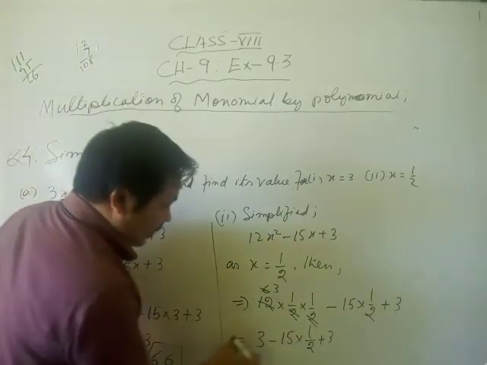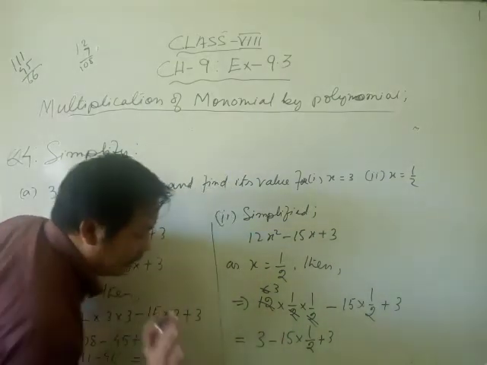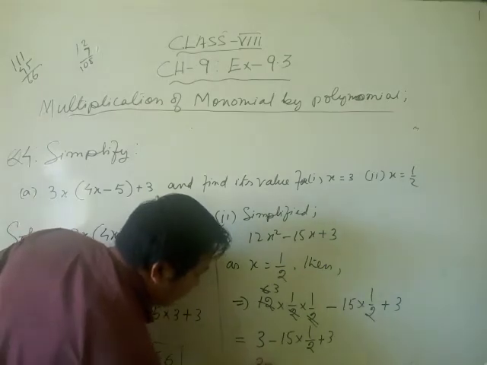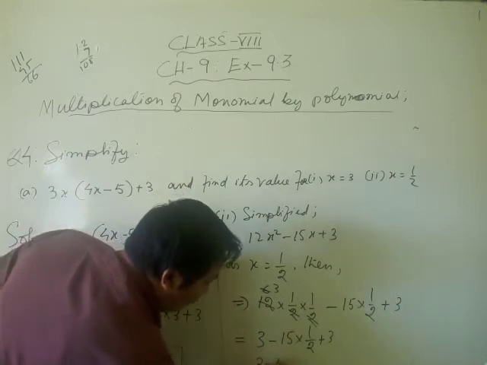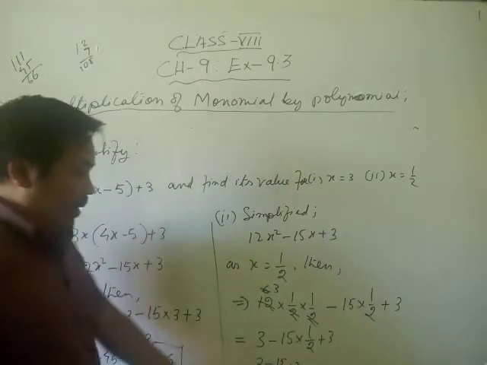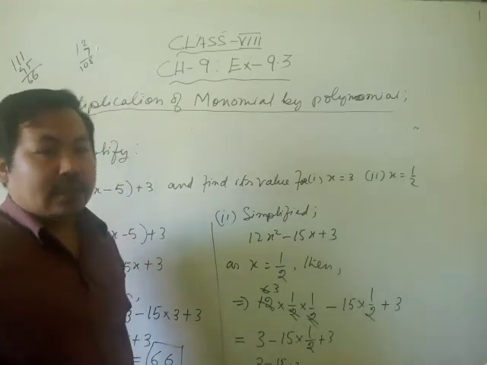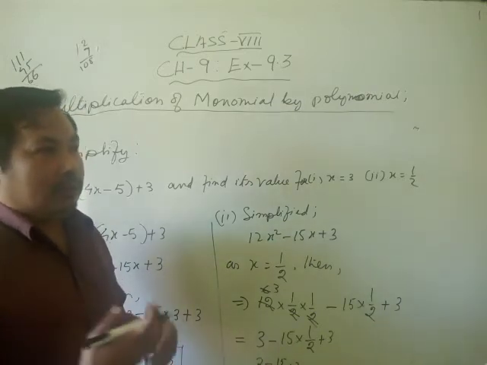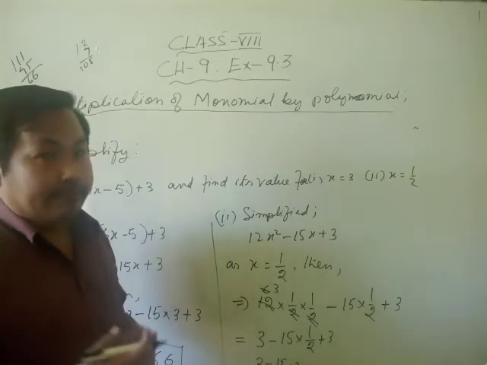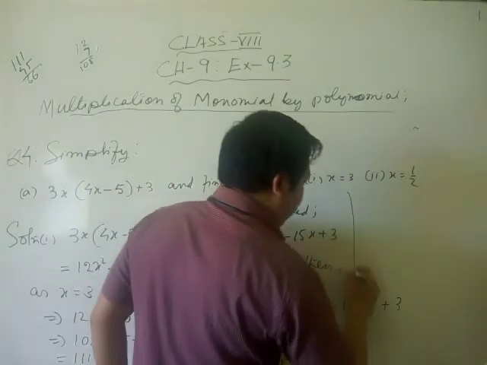So my dear friend, now we have 3 minus 15 into 1 by 2 plus 3. Now see here carefully, don't confuse. Minus 15 and this 1 by 2 we have to multiply. That means we are getting minus 15 by 2 plus 3. Now this is an expression where we have to do addition or subtraction with fractional numbers. So what do we do with fractional numbers in subtraction and addition? Okay, next step I'll show you.